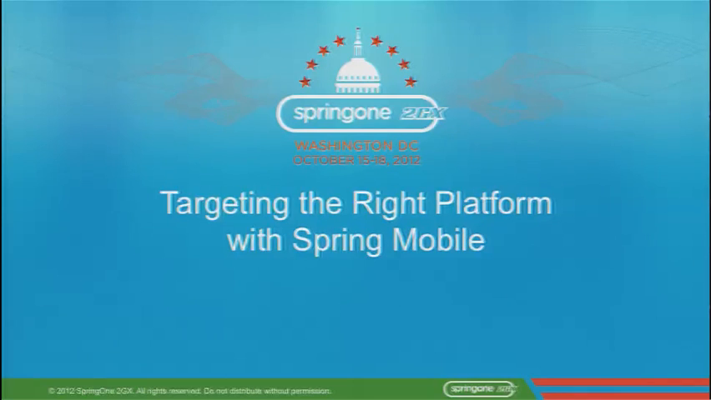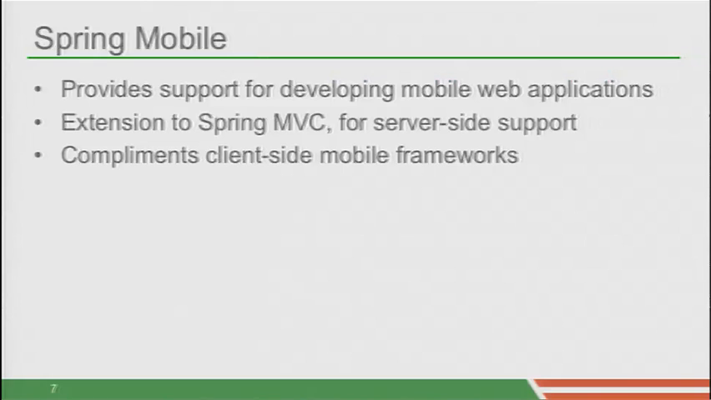So we're going to walk through Spring Mobile, and as Craig said, it's an extension to Spring MVC. And what it does is it provides support for developing mobile web applications. Now what this isn't is a JavaScript library. So as Craig just described, we're not providing a JavaScript library, but what we are going to show in this demo is how to augment Spring MVC with both Spring Mobile and a third-party JavaScript library of your choice, and Craig's chosen Lumbar and Thorax to do that. So that's where the concept of complementing the client-side mobile frameworks comes from.